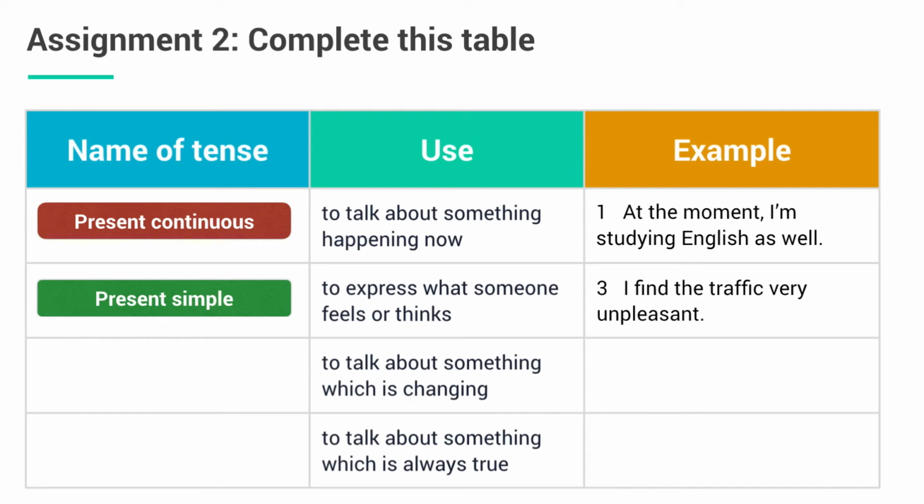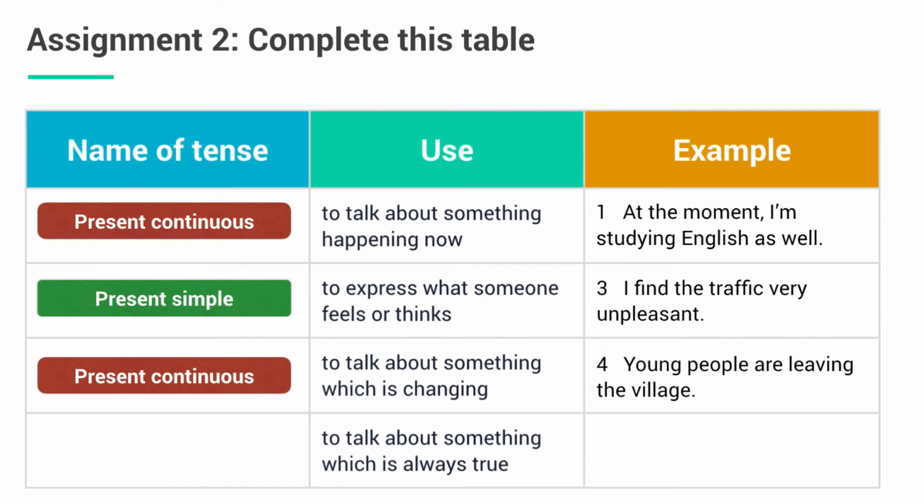Next, use number 3 to talk about something which is changing. This one is clearly present continuous. Take extract number 4, Young people are leaving the village, as an example. So, what is changing? Young people are leaving the village. That's what's changing in the village. Pretty soon, you won't see many young people in the village anymore because they are leaving.